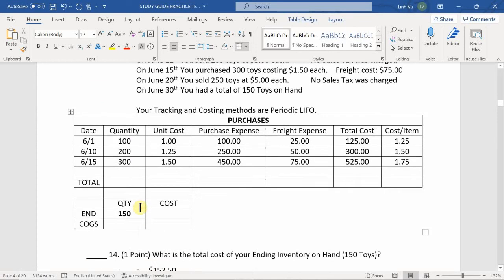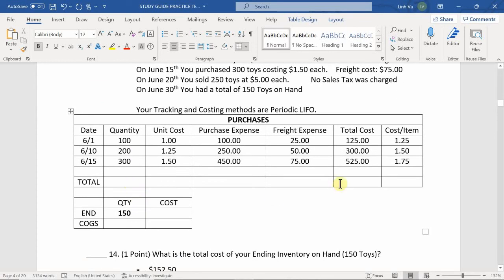Again, we need to sum up our totals. How many in quantity did I purchase? 600. At what total purchase price? 800. How much was my freight? 150. Bringing my total cost to be 950.